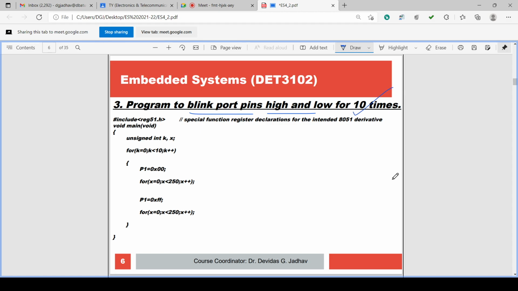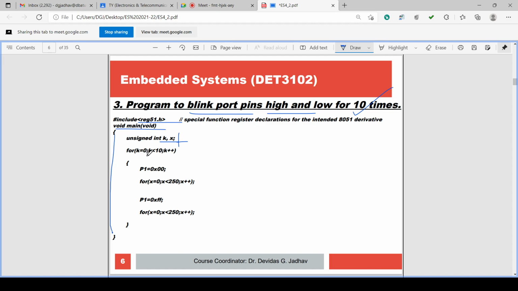Similarly, the third program we have discussed blinks the port pins high and low for 10 times only, not forever. It will blink 10 times, made on and off 10 times, and then terminate the program. This again has #include <REG51.H>, void main(void), and for the main function these are the two curly brackets. Unsigned k and x are defined. Today it is corrected, k as well as x is required.